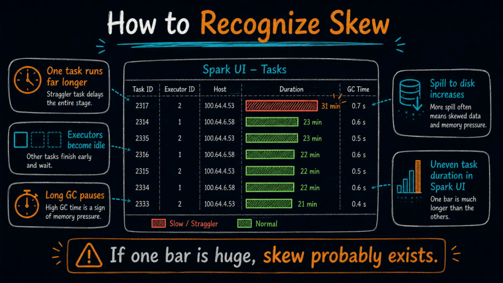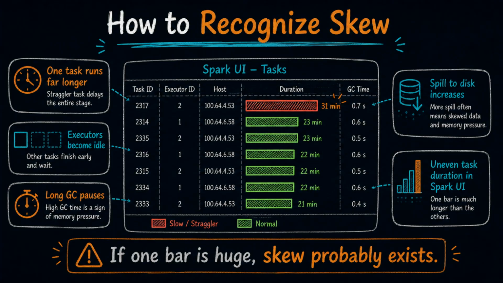You may also notice that some executors become idle. This happens because they already finished their tasks, but the full stage cannot complete until the slowest task finishes. As a result, those executors are left waiting, which is a clear sign that something is not balanced.